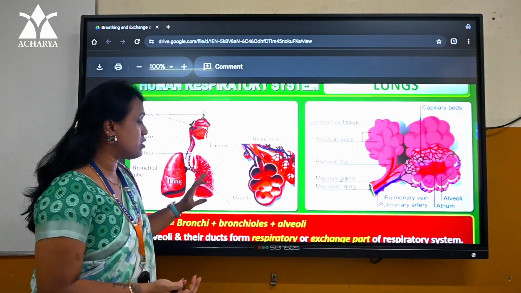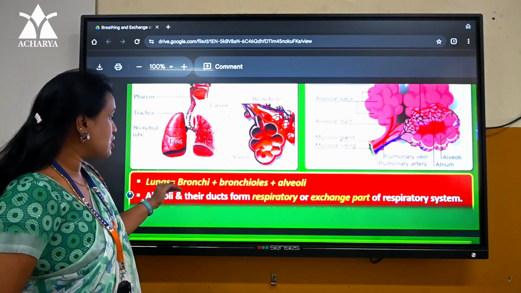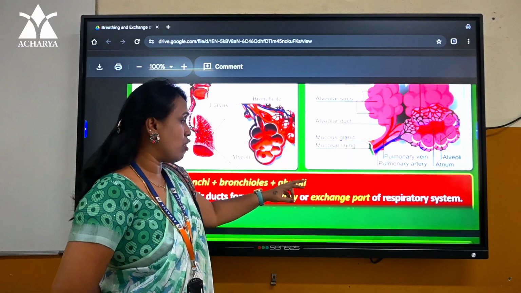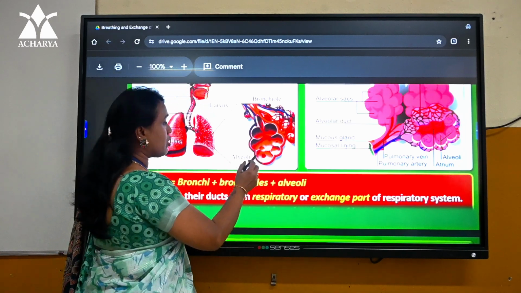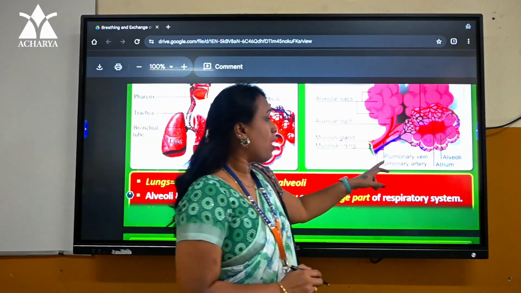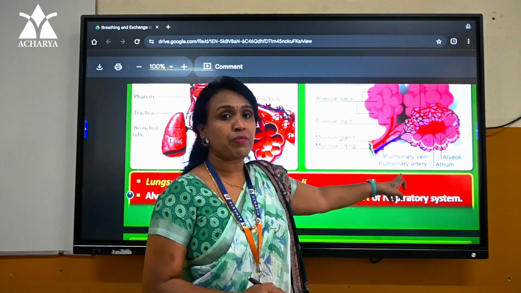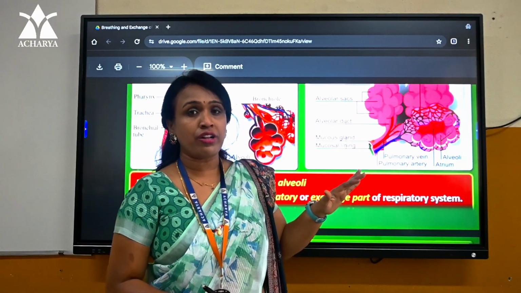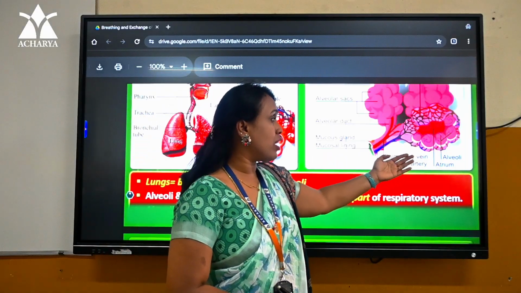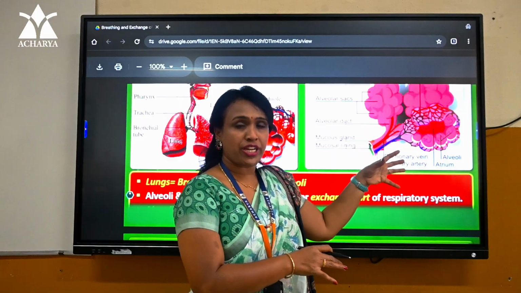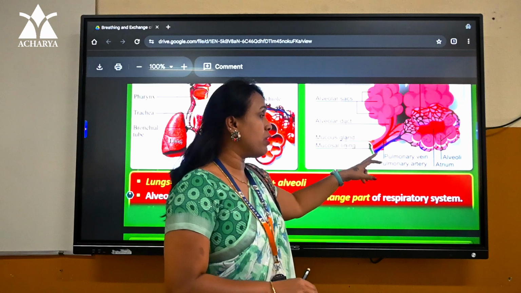Next, coming to the detailed structure. Coming to the respiratory or exchange part, the lungs contain bronchi, bronchioles and alveoli. The alveolus is the structural and functional unit of respiration. It is highly vascularized with capillaries provided by the pulmonary artery and pulmonary vein. The pulmonary artery comes from the right ventricle of the heart, carrying deoxygenated blood. As soon as it enters the alveoli, the exchange of gases takes place and the deoxygenated blood becomes oxygenated blood, and it is carried back to the heart through the pulmonary veins.